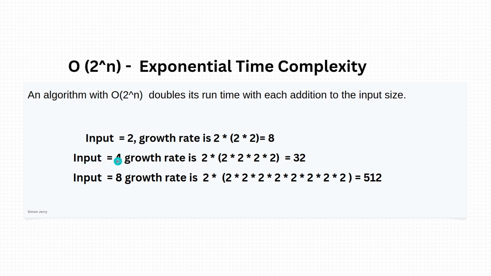If we pass in 4, for example, the growth rate is going to be 2 to the input, 2 multiplied by the multiple of 2 of the input, and it's going to be 32. If we pass in 8, the growth is going to be 2 multiplied by the input in multiple of 2, and it's going to be 512 at worst case scenario.